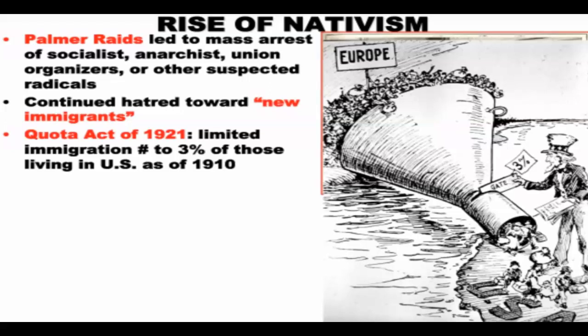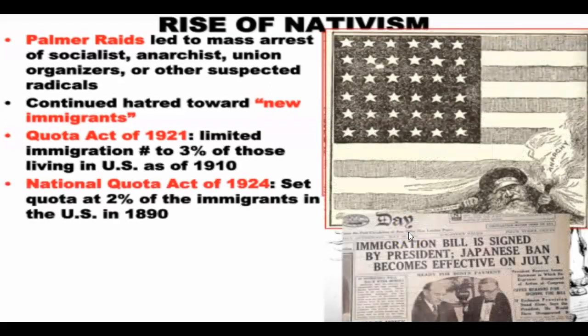Evidence of that is the Quota Act of 1921, and you can see Uncle Sam there with his funnel, kind of funneling in, letting through a certain quota, a certain number. What this particular piece of legislation did is it limited the number of immigrants to 3% of those living in the United States as of 1910. So if there were 1 million Italians living in the U.S. in 1910, we were only going to allow 3% of that in 1921 under this new act. All right, so it really cut the numbers down.